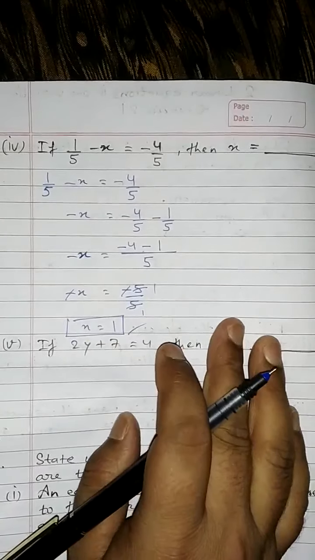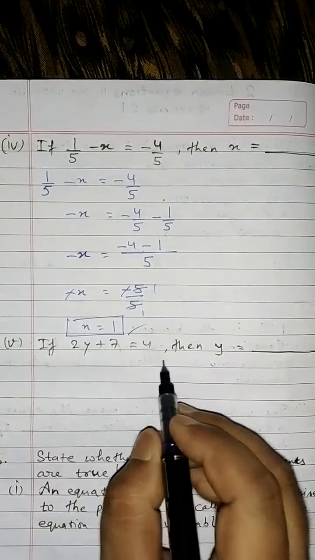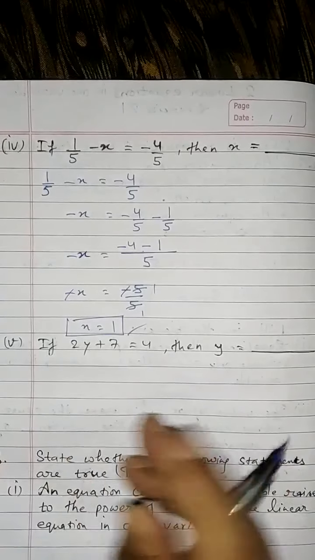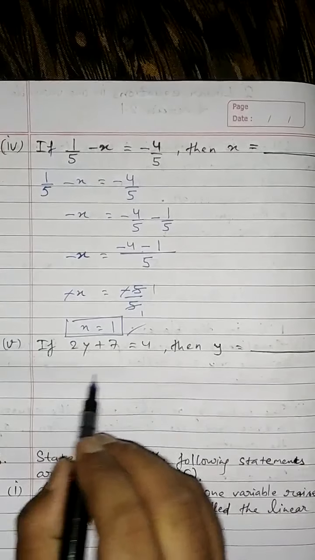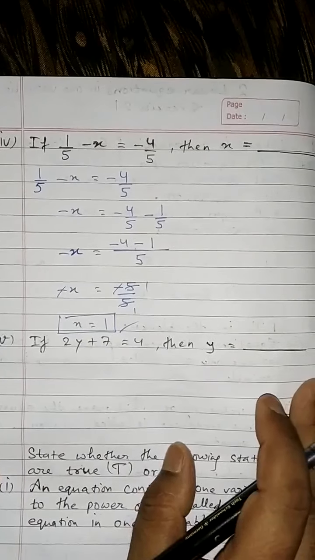5 ones are 5. Now students, fifth part is, if 2x plus 7 is equal to 4, then y is equal to what? Okay students, in this you have to find the value of y yourself, as your homework.